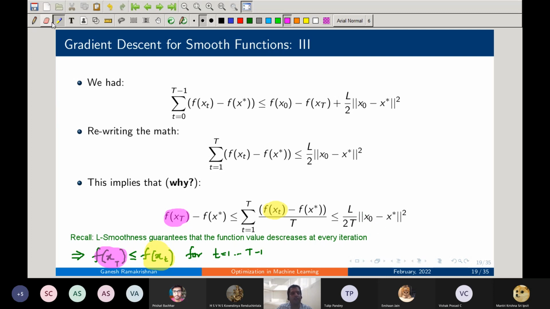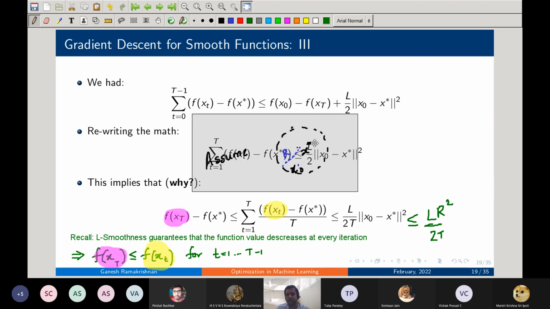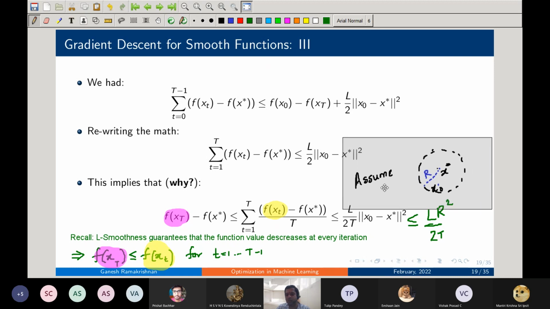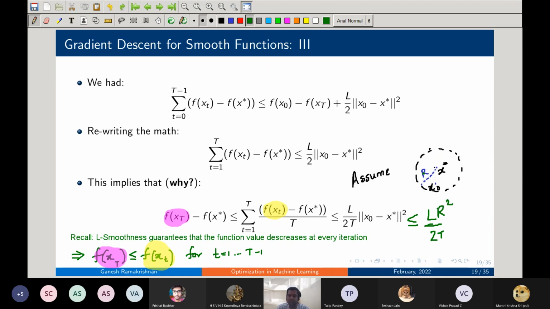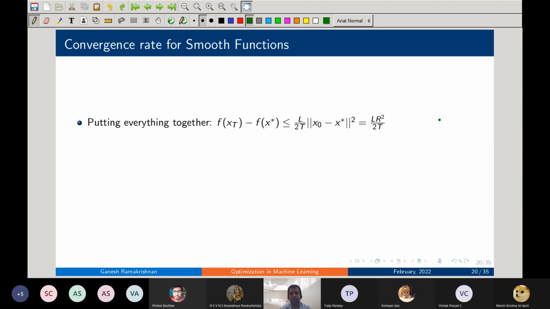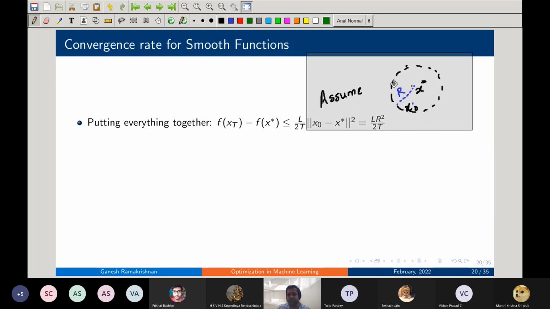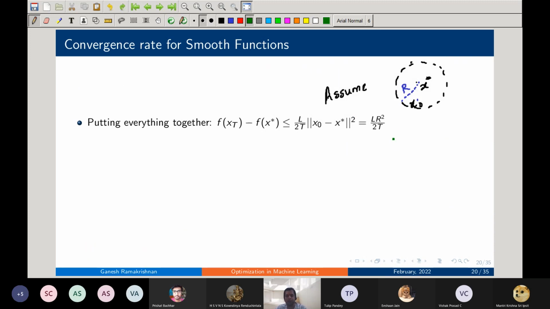And you've already gone ahead of me and said this is less than or equal to L by 2T r square, L r square by 2T. Okay, with the assumption we had from earlier, that all the points, or rather the first point itself, is within a radius r. So again I'm just recapping. This is an additional assumption we have used here, L r square by 2T.